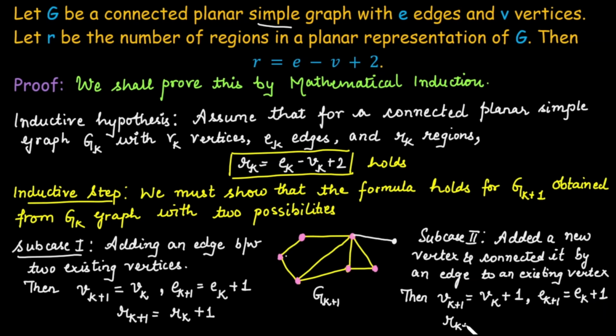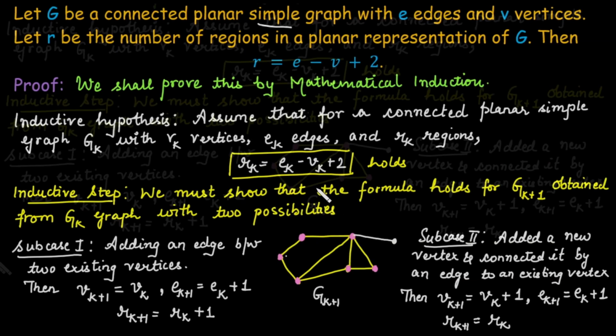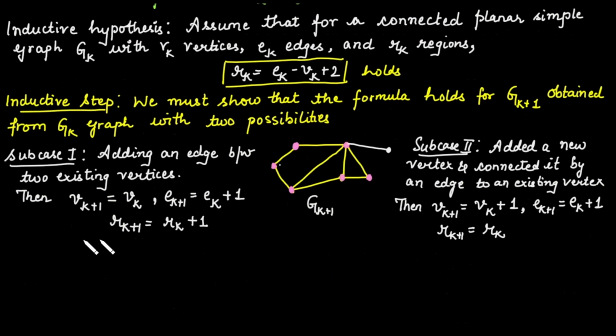Now number of regions, whether this edge and vertex divide the region into two parts? No. Whatever the count we have in the previous case, the same count we have in this case. So in this case, the number of regions are the same. So under these two sub cases, we need to identify whether this result is true or not. Now in the next step, what we need to do? In both the cases, we need to check the formula. Now check the formula for both the cases.